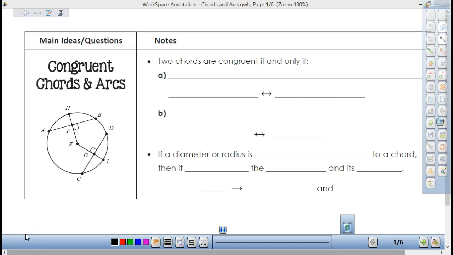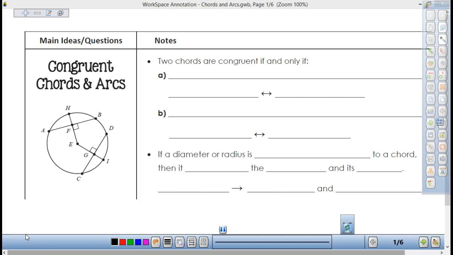All right, so in yesterday's stuff, we learned that a chord is what? What's a chord? Flip back, look at your definition. Yeah, so its endpoints are on the circle. Okay, so in this case, my two chords in here are what? AB and CD are my two chords, correct? All right, so we're going to talk a little bit about chords, okay?